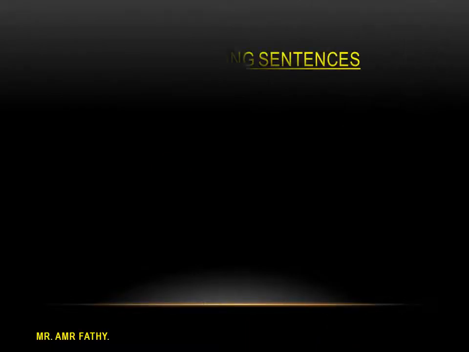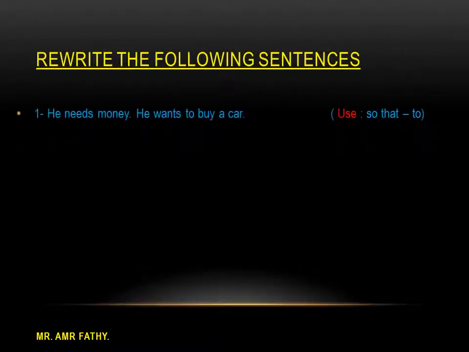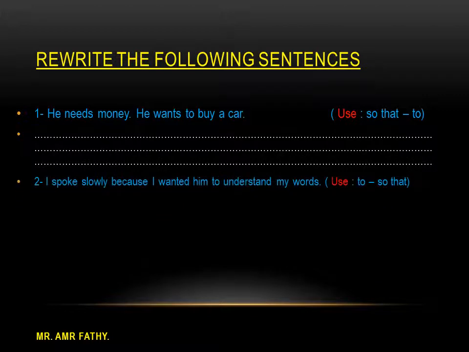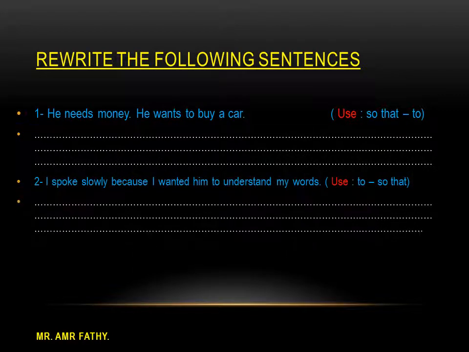To express purpose, here we have some sentences. Number 1: he needs the money, he wants to buy a car, so use so that. How will the sentence be? He needs the money so that he can buy a car. First, he needs the money, then we use so that. So: he needs the money so that he can, or he may, buy a car.